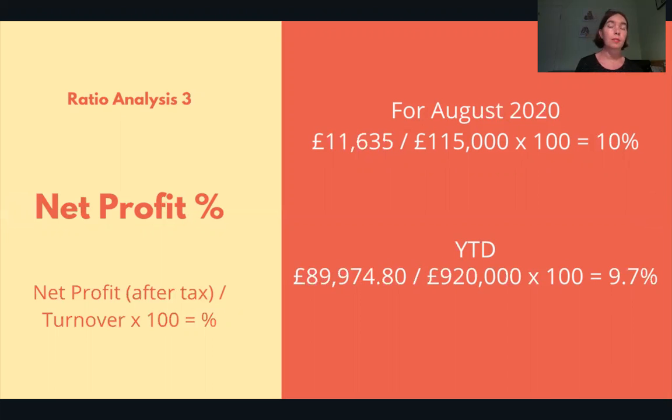So the third ratio that we're going to have a look at is our net profit percentage, and this is basically our net profit after tax divided by our turnover times 100. What you can see in this example is my net profit percentage is sitting at 10%. I'm not so happy about this because I don't have a lot of money left over for dividends if I want to give my staff bonuses. So I probably need to go back to my overheads, really analyse the numbers and see where I can cut costs.